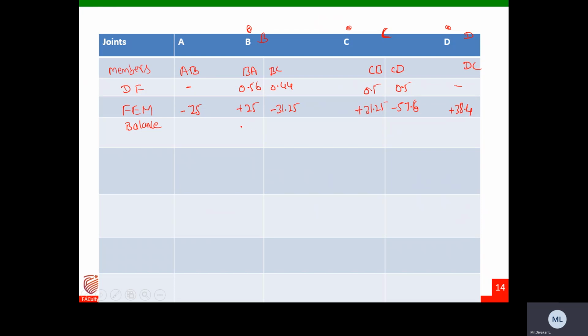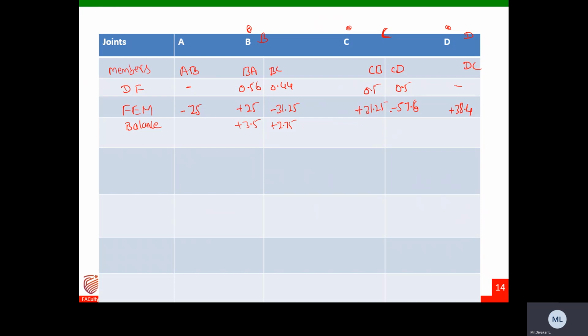Now what is the summation at the intermediate joint? It will be plus 25 minus 31.25, so it is minus 6.25. Minus 6.25 multiplied with the 0.6, change the sign, write down the values. Very simple. So this is plus 0.35, and similarly you will get plus 2.75 at this point.